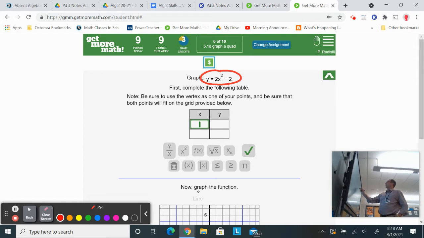So I'm supposed to first complete the following table, this t-chart. And it gives you a note. Be sure to use the vertex as one of your points. And the vertex has to be on the axis of symmetry. And the axis of symmetry has to be a vertical line. So it has to have an equation, x equals, which we use the formula, the opposite of b over 2a. So I'm going to use that formula here.